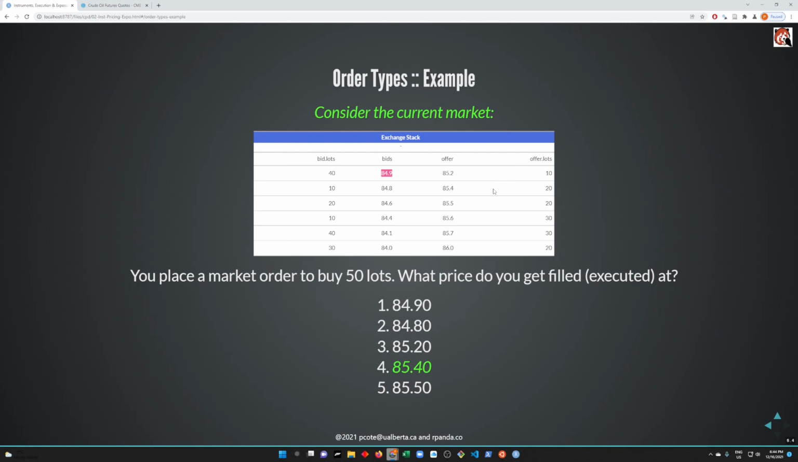When we put a market order, as mentioned, it gets executed at market prices and goes down the exchange stack. Since we put a buy order, we will need to buy from someone willing to sell. So we would effectively have 10 lots executed at 85.20, 20 lots next at 85.40, and 20 lots at 85.50, meaning that the average price executed for the market order will be around 85.40.